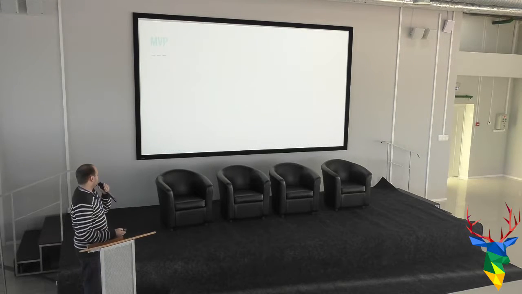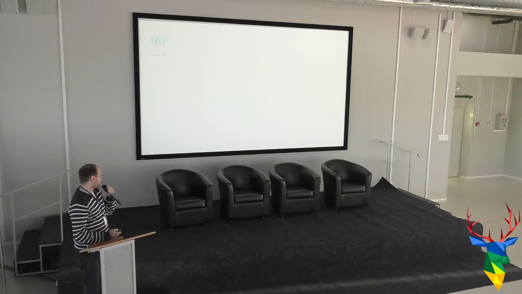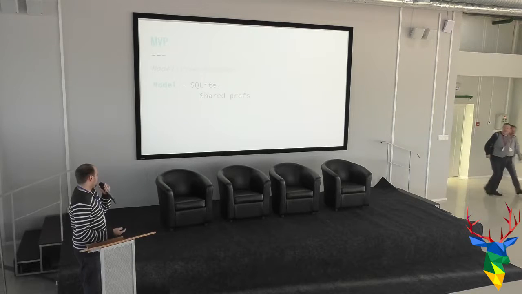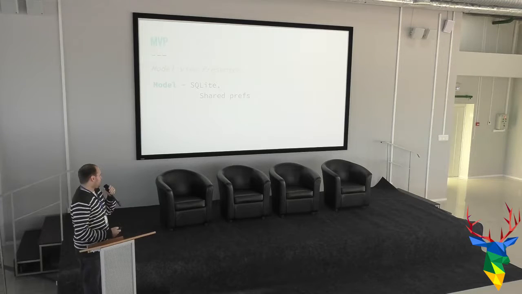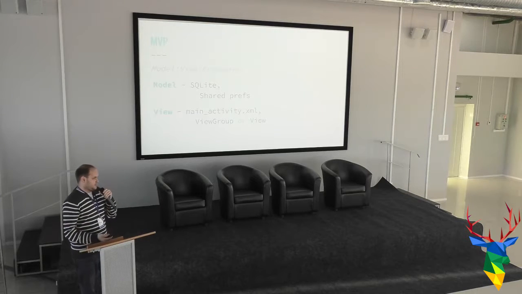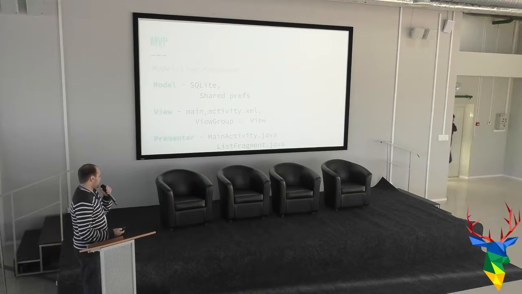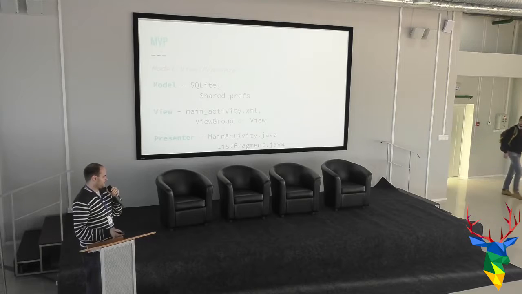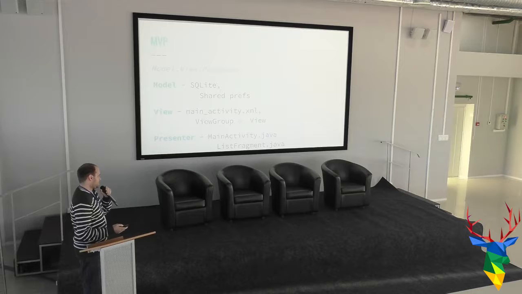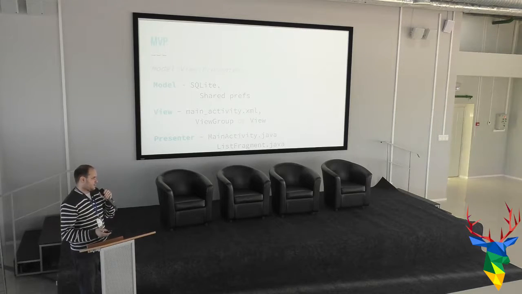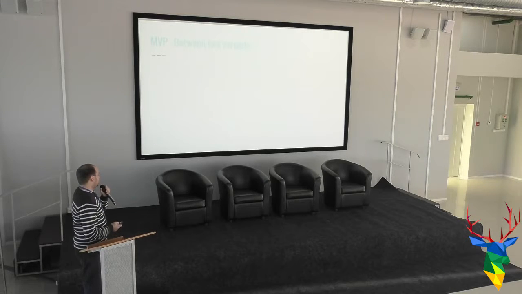The approach we picked was MVP. Turns out it's the most popular approach for Android. For MVP, in the model we use SQLite and shared preferences and our own settings storage. For the view, we obviously use the layouts and custom views and custom view groups we create. And in the presenter layer, we use the main activity, but it's really small, like 7 lines of code. I'll explain how later on. And we use the fragments or our own components. I'll talk about that as well.